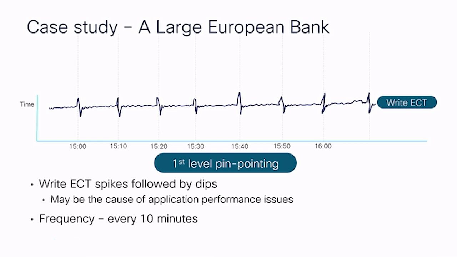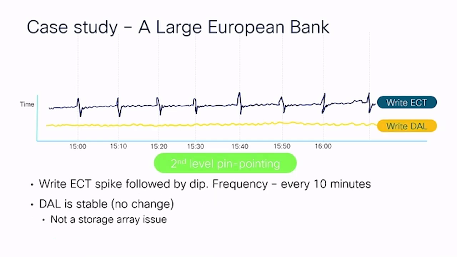So this is first level information. We saw that and said, all right, as part of training, let's try to solve the problem, if we can. So what we did, after ECT, we plotted the graph for write DAL. Remember, DAL is the delay caused by the storage array. And we don't see anything here. Seems like the storage array is doing okay. So that helps me exclude the storage array. Now the problem can be within the network or within the host.